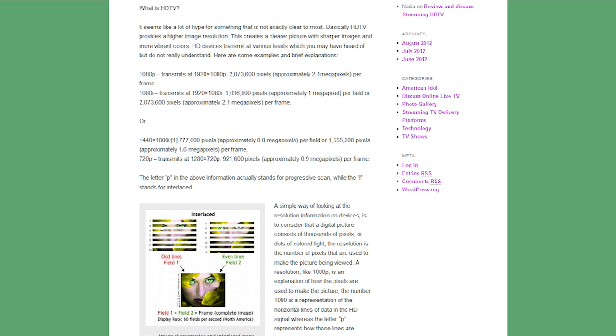Or 1440 by 1080i, 777,600 pixels, approximately 0.8 megapixels per field, or 1,555,200 pixels, approximately 1.6 megapixels per frame. 720p transmits at 1280 times 720p, 921,600 pixels, approximately 0.9 megapixels per frame. The letter P in the above information actually stands for progressive scan, while the I stands for interlaced.